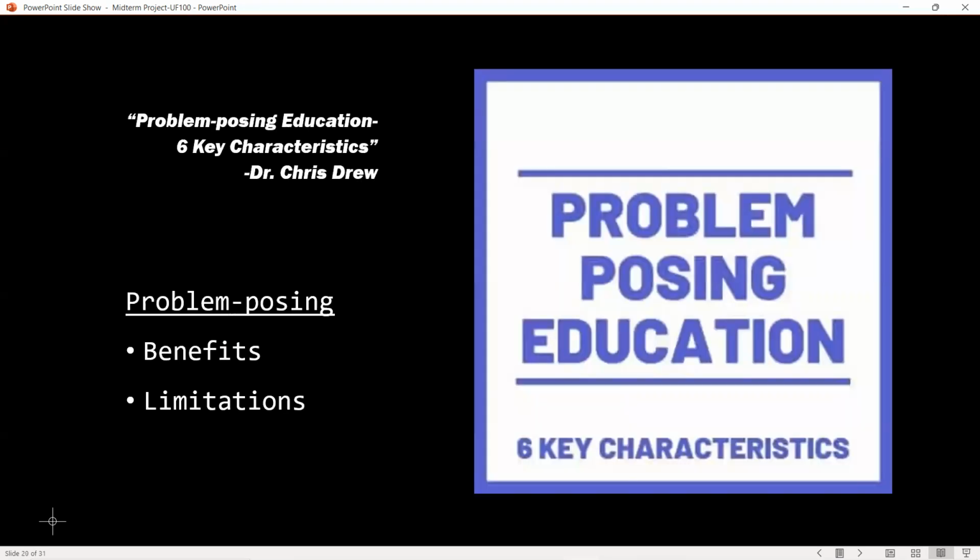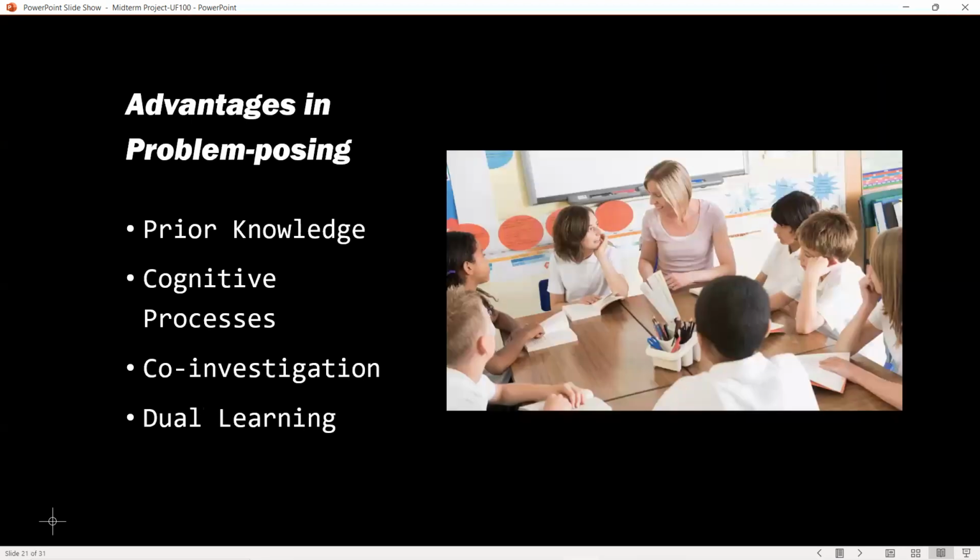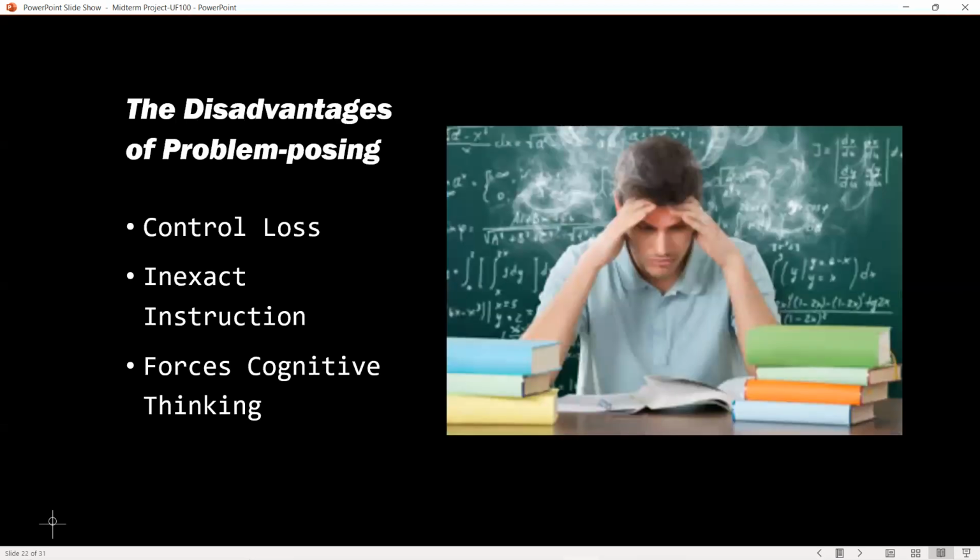In the article Problem Posing Education: 6 Key Characteristics by Dr. Chris Drew, he explains the various benefits and limitations of problem posing. He discusses the advantages of problem posing, in which students can use prior knowledge and cognitive processes, and teacher and students can become co-investigators, which leads to dual learning.